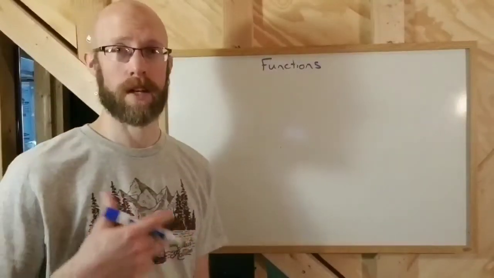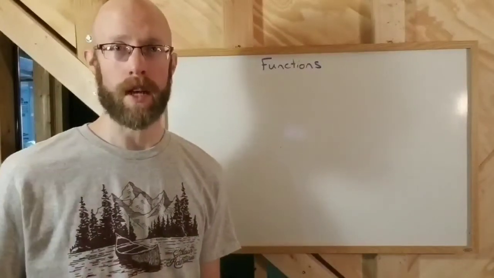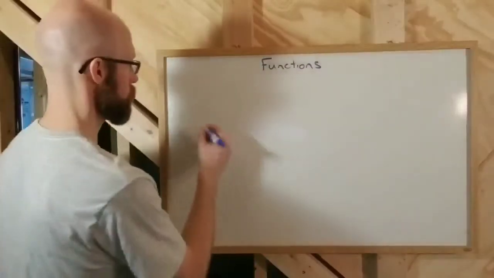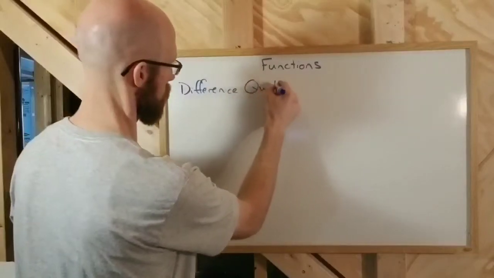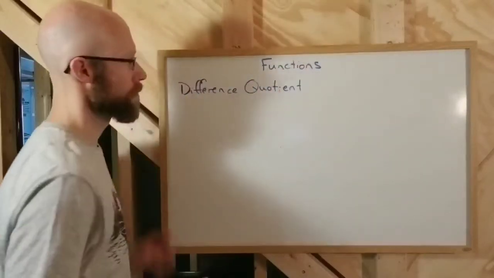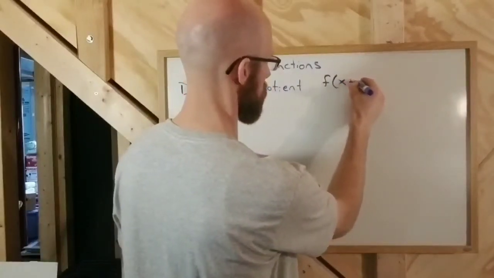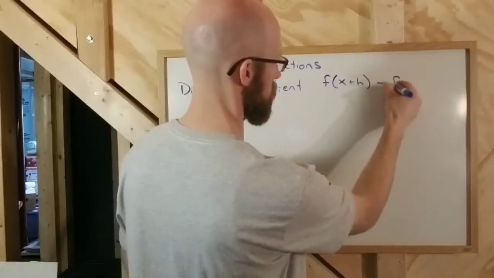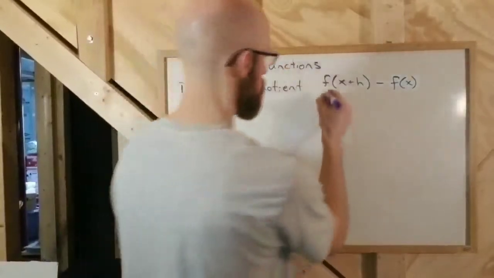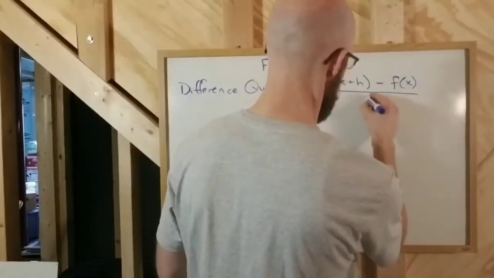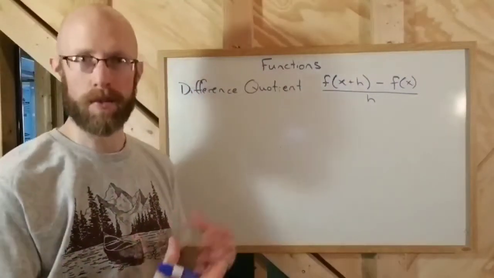But it's good to learn this topic now so that you're prepared for those of you who may be going into calculus. So the difference quotient is a formula that looks like this. It is f of x plus h minus f of x, so it's two functions subtracted, all divided by h. Now you might ask, what are all these symbols? What is the x, what is the h, what is the f?